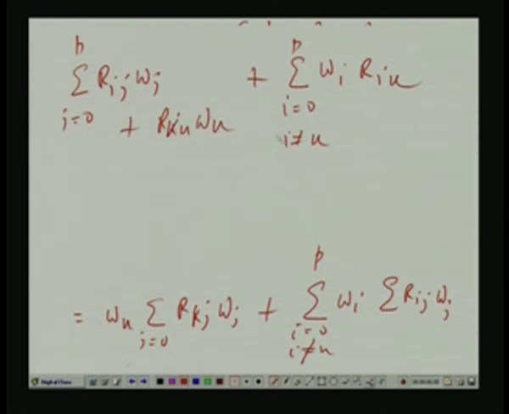Now, you see the right hand side summation I have got W i R i k, i equal to 0 to p, but i equal to k is excluded. If i equal to k is included, I would have got one more term. What is that? W k k R k k, and that is what I am getting here. So, that means this term can be included there, and I can simply remove this constraint.